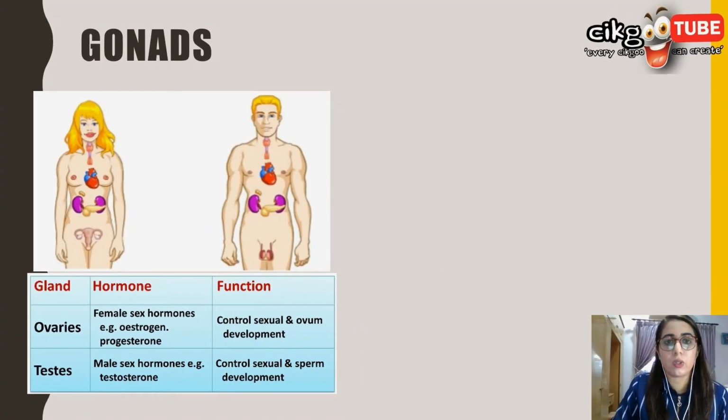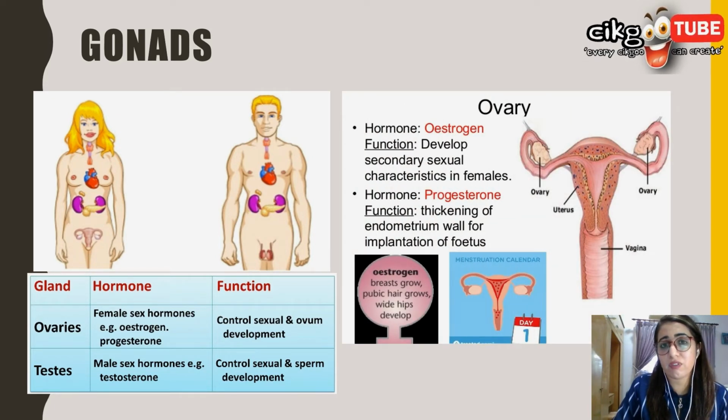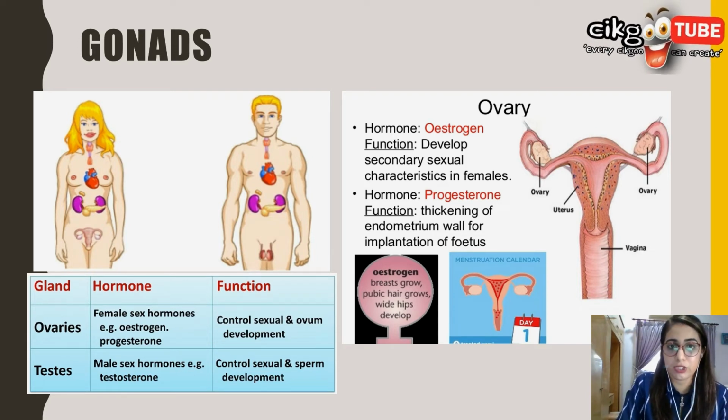Okay, let's look at the gonads now. The gonads consist of 2 ovaries and 2 testes. The ovaries sit at both sides of the pelvic area of the females, and the testes sit in the scrotum of the males. The ovaries secrete estrogen and progesterone hormone. Estrogen regulates the development of female sex organs, stimulates the thickening of the uterus wall to prepare for pregnancy, and also stimulates the development of secondary sex characteristics of females. Whereas progesterone helps in maintaining the thickness of the uterus wall for embryo implantation.